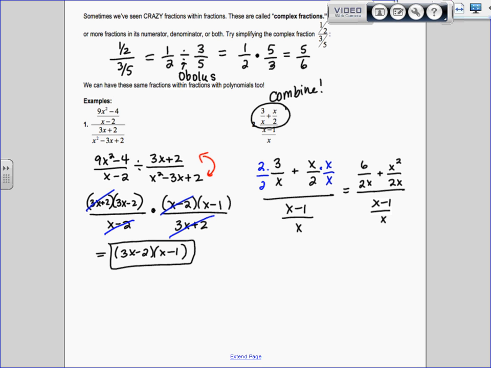Okay, don't do 6 plus x squared over 4x. Everybody always tries that. Don't do that. Right, common denominators stay the same, you're just adding the numerators. 6 plus x squared all over 2x divided by x minus 1 over x, which is 6 plus x squared over 2x times x over x minus 1.